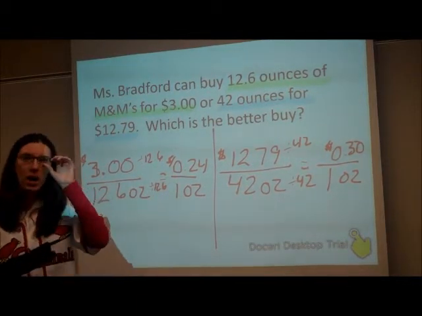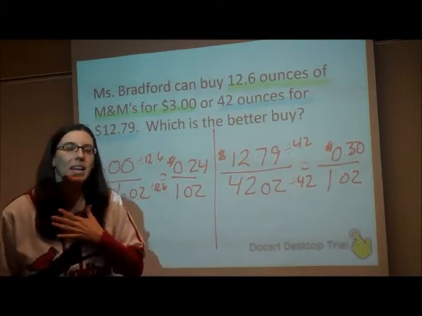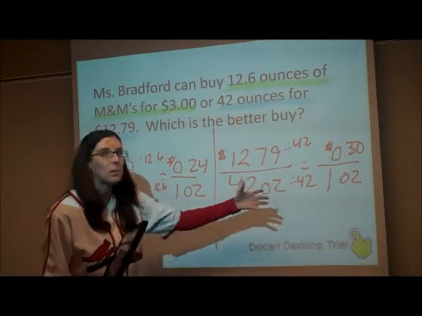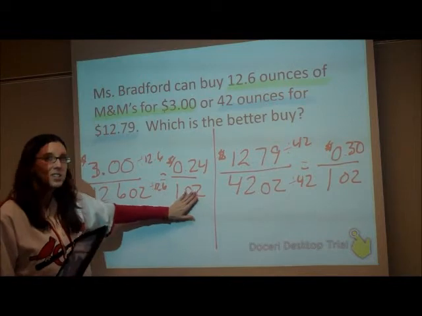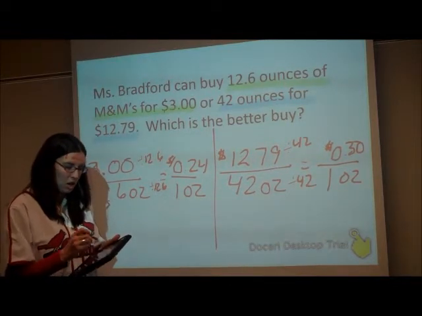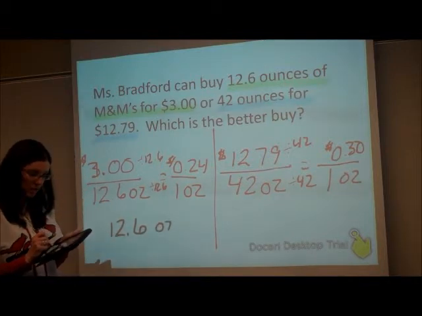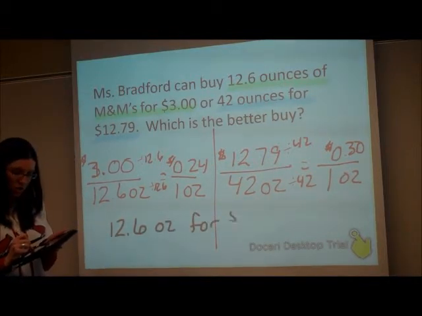So which one's the better buy? Which one am I getting more for less money? Or am I getting the same amount for less money? Well, in this case, it's the smaller bag. So the better buy is the 12 6/10 ounces for $3.